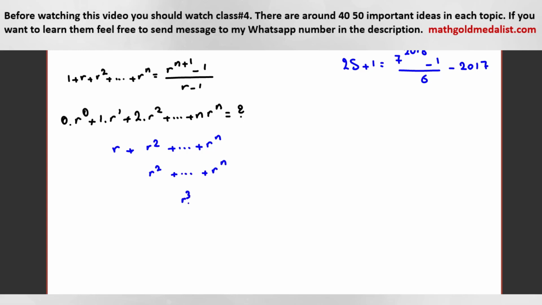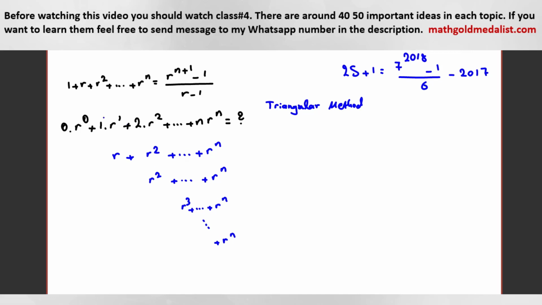Then you start from r cubed to r to the n, and the last one is r to the n. This is what I tried to do. We can call it, for example, the triangular method. Okay, so let's calculate.